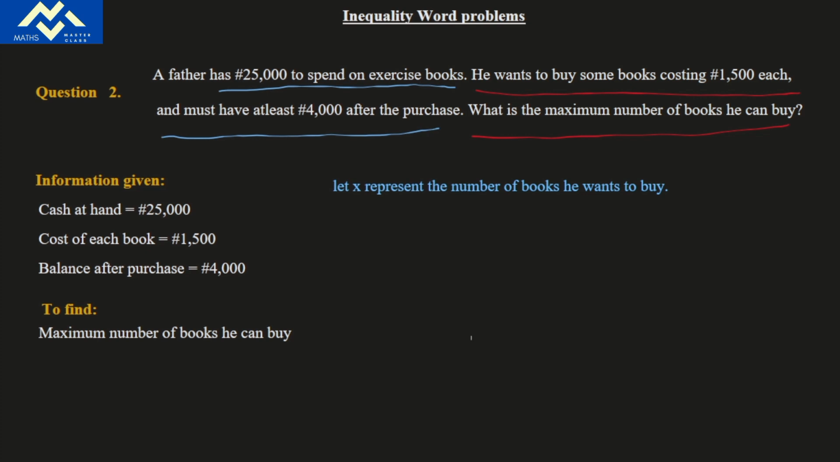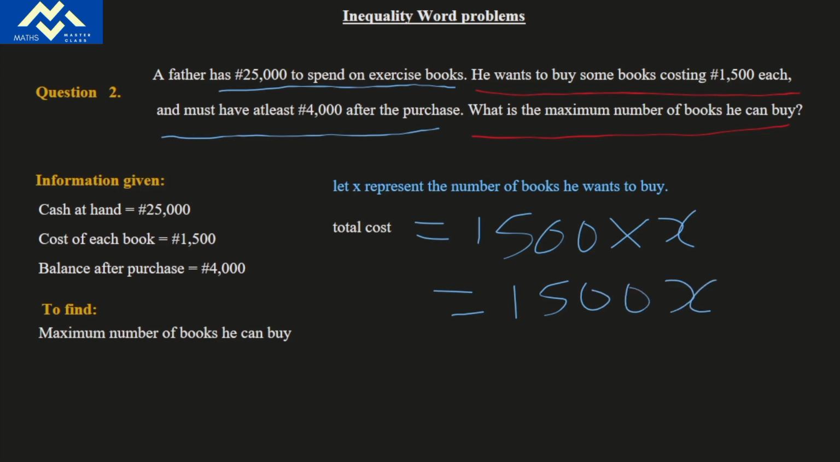If one book costs 1,500 naira, and we want to buy x number of books, then the total cost of the books will be 1,500 times x, which we can simply write as 1,500x.